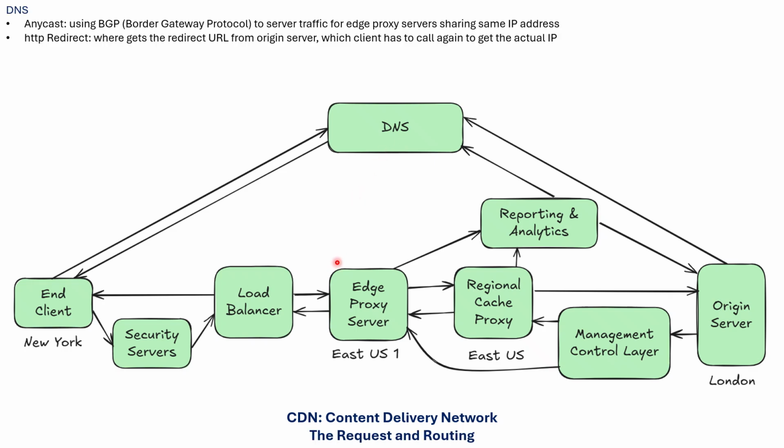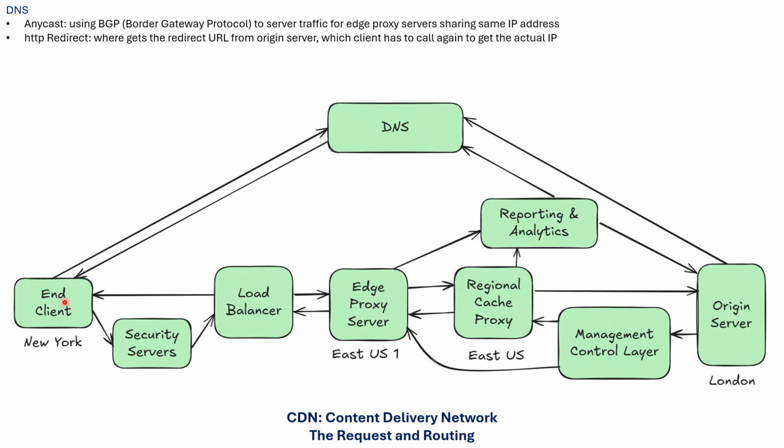Okay, so now let us talk about the request and routing. The DNS, or Domain Name System, is often called the Internet's phone book. Its job is to translate a human readable domain name like streamverse.com into a numerical IP address that computers can understand. So the request is going from this end client to DNS, and DNS in return is giving back the IP address to the end client.